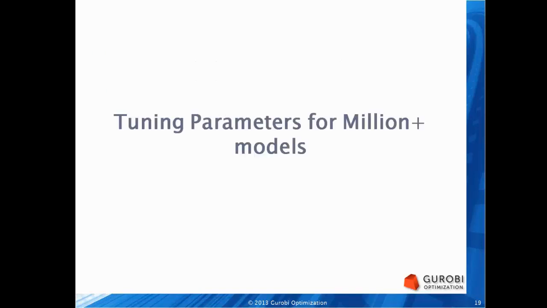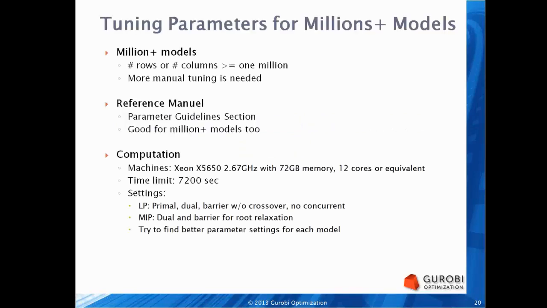Now let's talk about how to tune. That's probably the most interesting and most important. And we like to use very big models. I call them million-plus models. A million-plus model means it has at least 1 million constraints or 1 million columns. And usually you need to tune to get good performance because they are very large. And often you may need manual tuning.